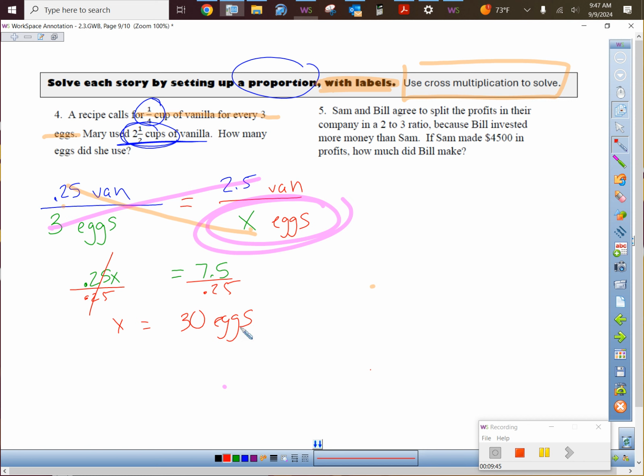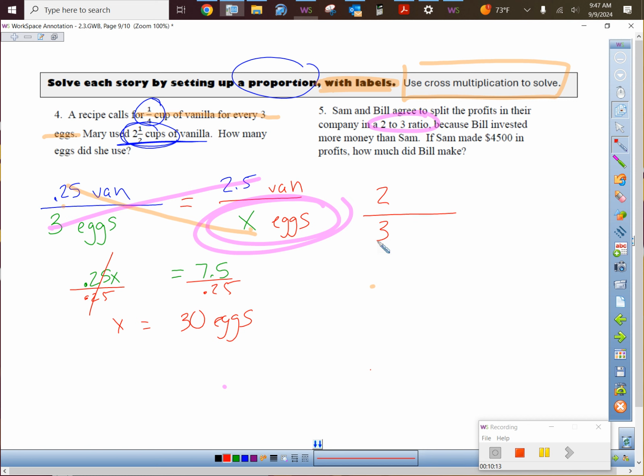Here's a weirder one, though. This one's weirder than a recipe. Sam and Bill agree to split the profit in their company in a 2-to-3 ratio. There's our rate right there, 2-to-3. So what we'll do is start a fraction and do 2-to-3. But I need some labels with it, right? The hardest part about this one is I don't know the labels. It's going to be their names.